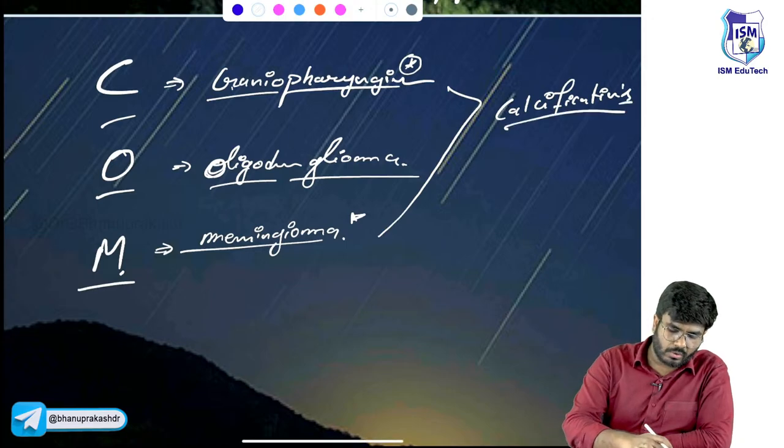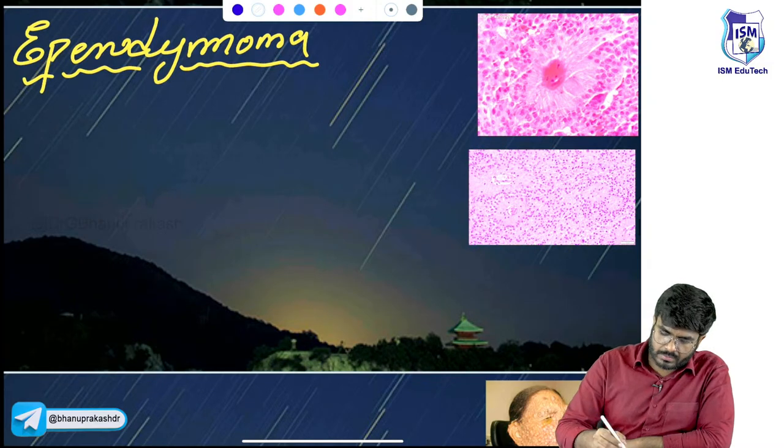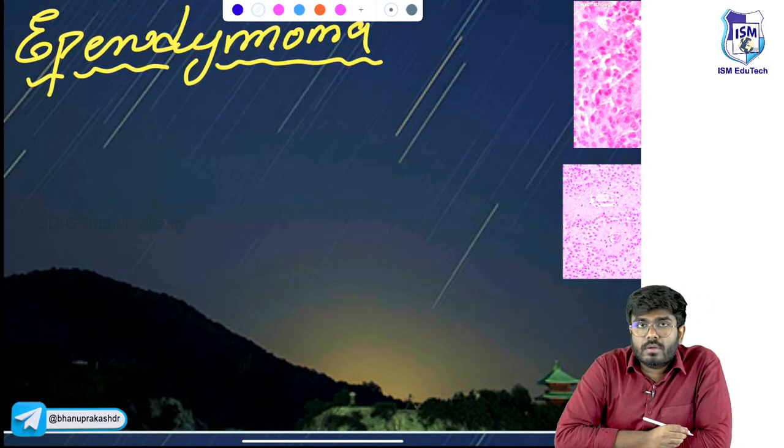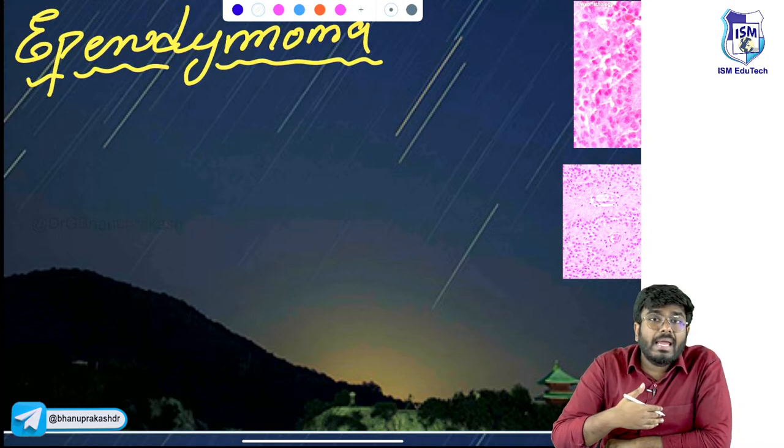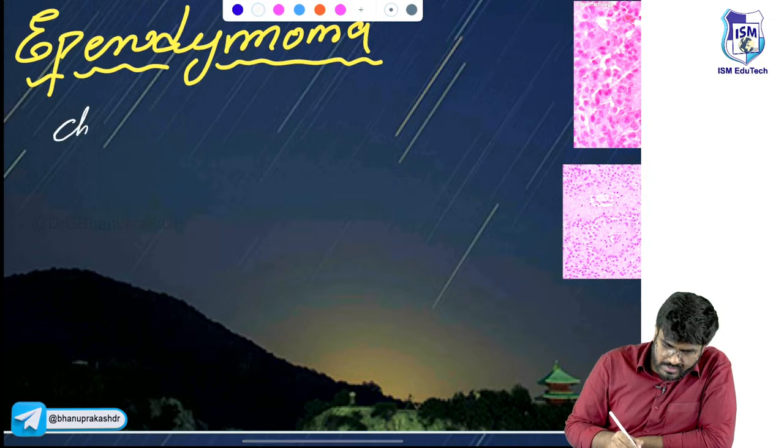Okay, these tumors will undergo calcification. Now, after this, let's discuss ependymoma. It is a tumor of what? It is a tumor of ependymal cells. Now, in which age group is it seen? Children.